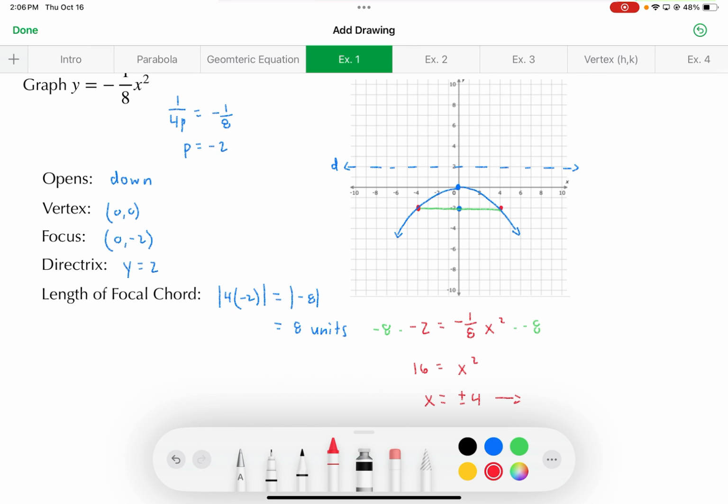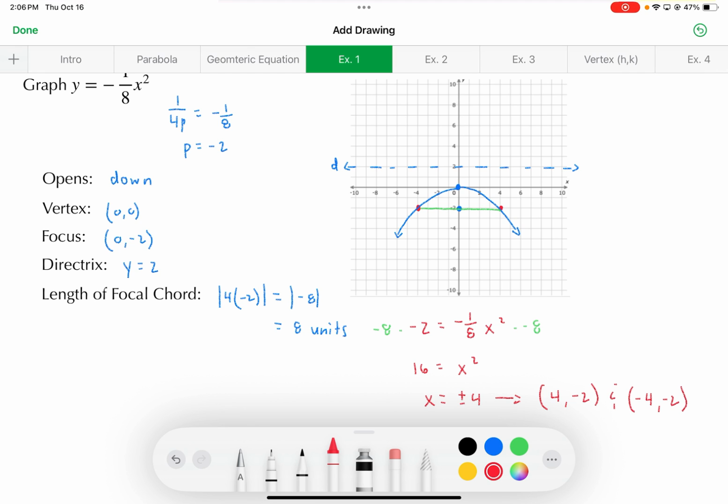Okay, so because of the plus or minus, it's showing there's 2 points here. +4, -2, and -4, -2. And look at the 2 red points I already have plotted. Those are the coordinates. Okay? All right, so understand, what I just did in red there, you don't have to do that every time. I'm just verifying that the 2 red points I got by using the focal chord length are in fact solutions to this equation. Okay? Any questions?